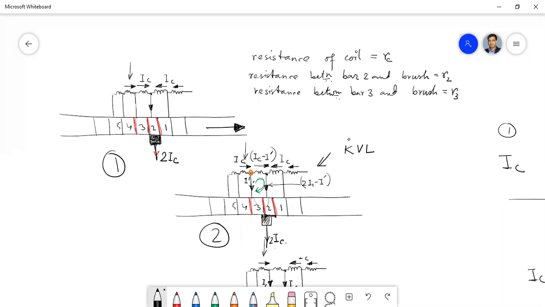Through the coil, how much current is flowing? IC minus I prime, and you know the resistance is RC, and it is in the direction of current, so it is minus. Then the drop between this point 2 and the brush, the current is 2IC minus I prime into R2, and it is in the opposite direction, so it is plus. Then I prime into R3. So this total sum equals 0.